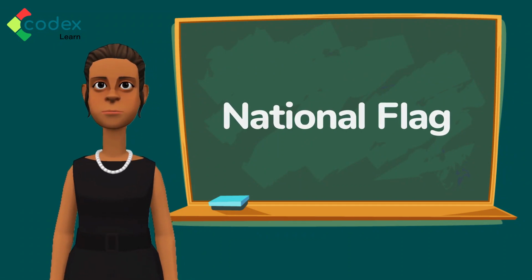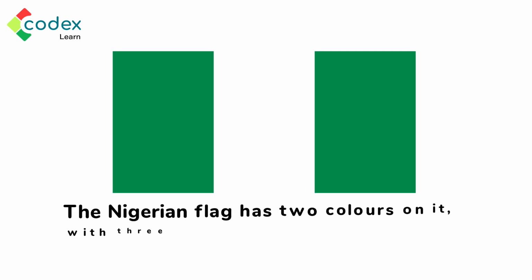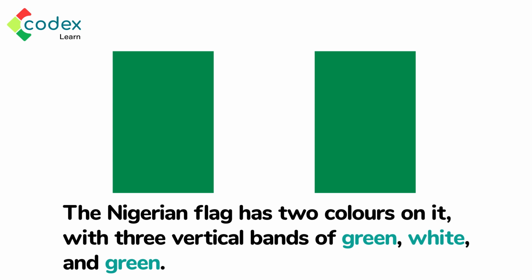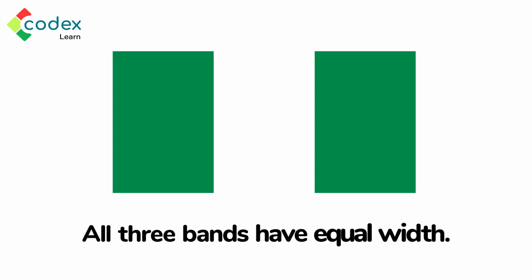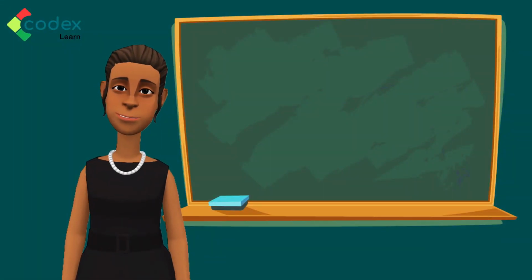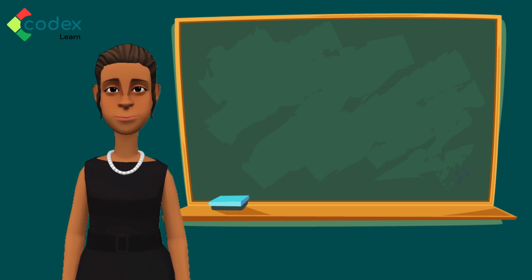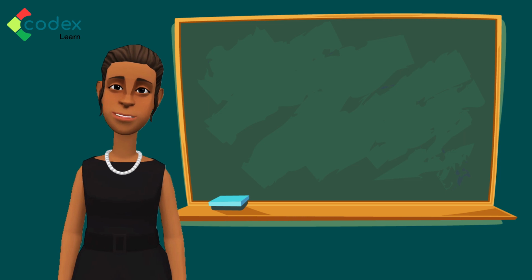National flag. Let's think about the Nigerian flag a bit more. What are the colors on the Nigerian flag? Yes, the Nigerian flag has two colors on it, with three vertical bands of green, white, and green. All three bands have equal weight. The Nigerian flag is one of the national symbols of the country. On the surface, the flag can seem like any other painting, but there is more to it. The Nigerian flag carries a powerful message.